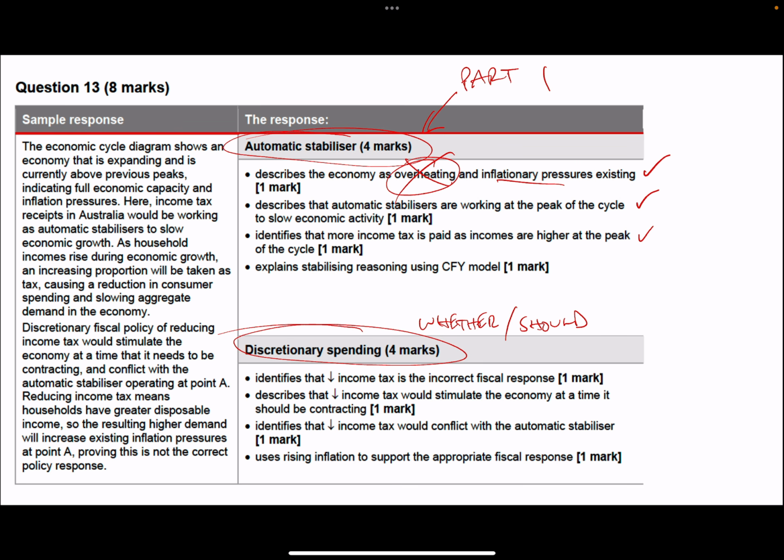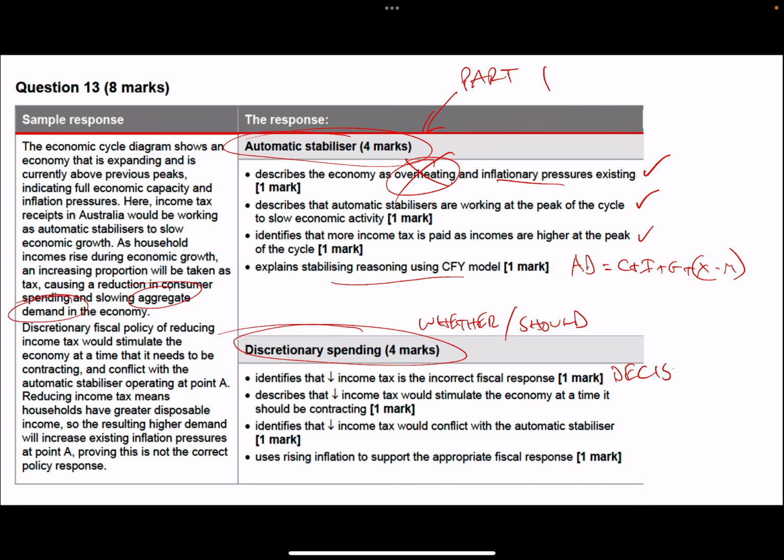Explains stabilising reasoning using the circular flow model. Okay, so once again, I focused on the AD equals C plus I plus G plus X minus M at that point. And I think that's probably a pretty good way to think about it. It actually says that there, slowing aggregate demand in the economy. That's the link there. Okay, discretionary spending identifies that a fall in income tax is the incorrect fiscal response.